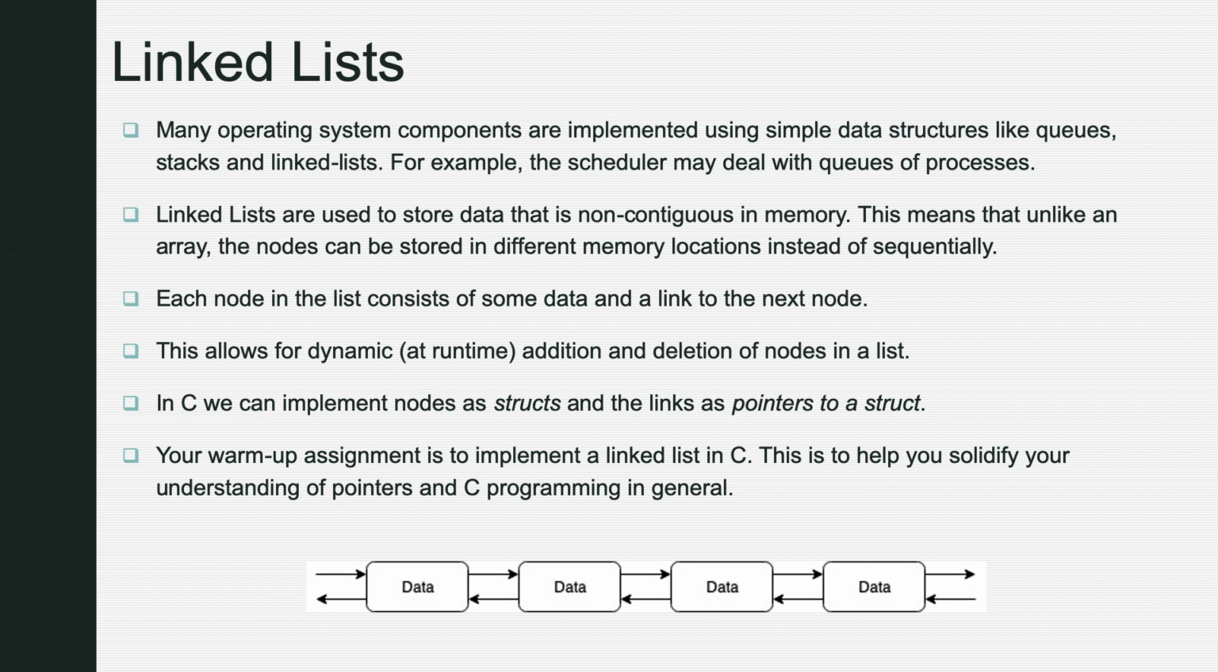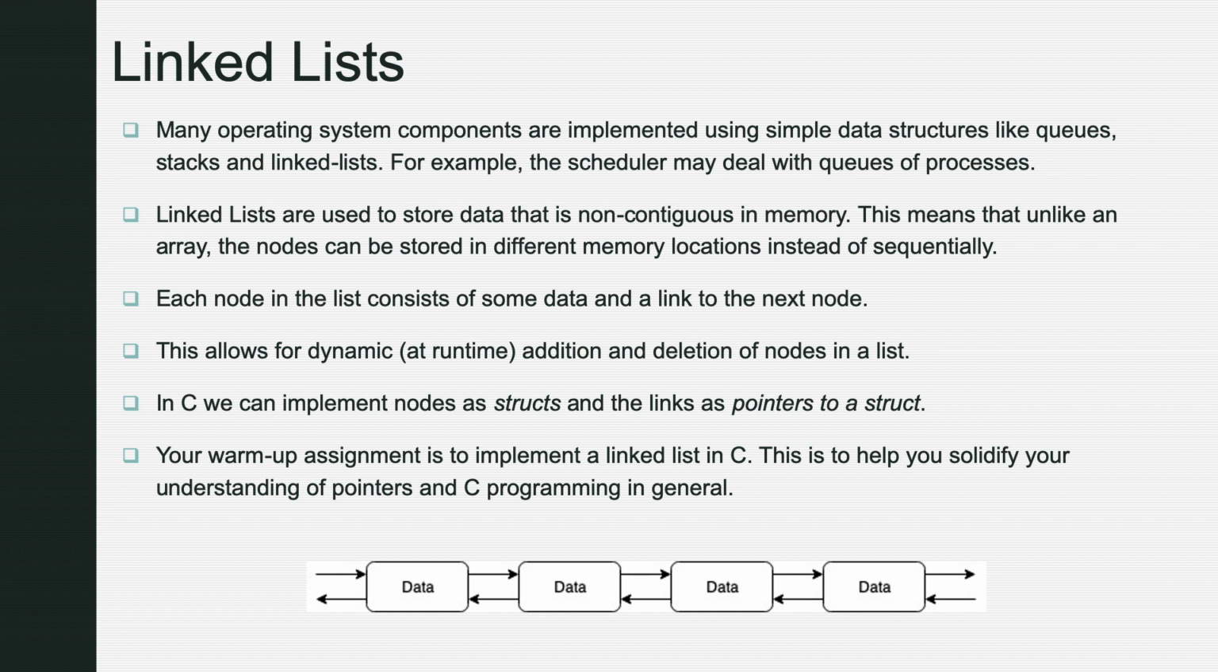So linked lists are used to store data that is non-contiguous in memory. If, for example, we have allocated memory on the heap, we don't know where this actually is. It might be in many different locations. It's not like an array, where the values are stored one after the other in memory, so it's contiguous. But linked lists are non-contiguous, so we have to have some pointer that points to where it is in memory.